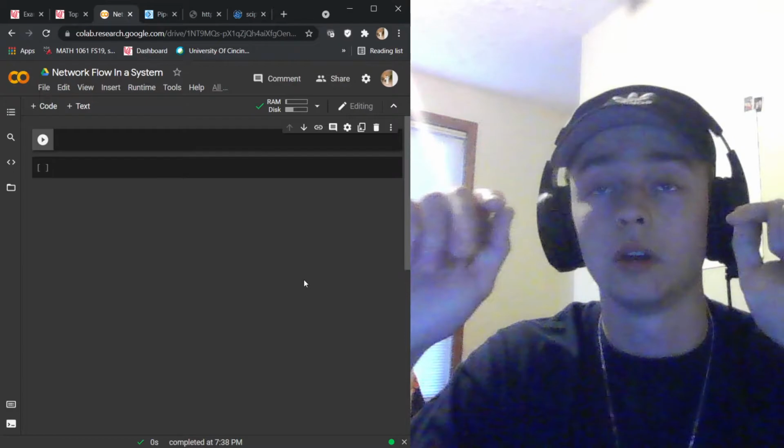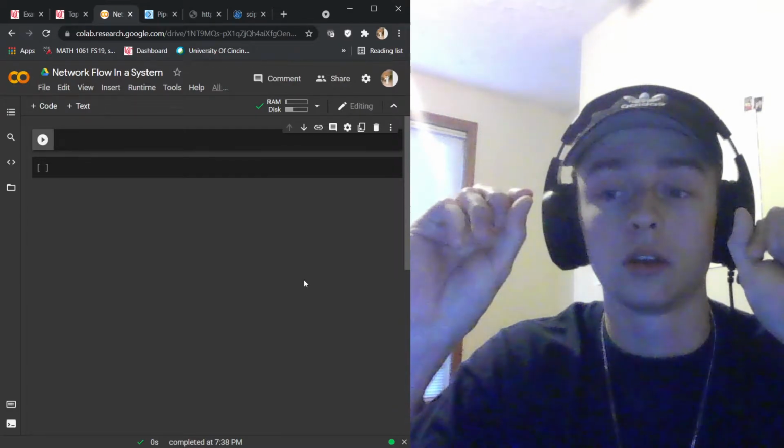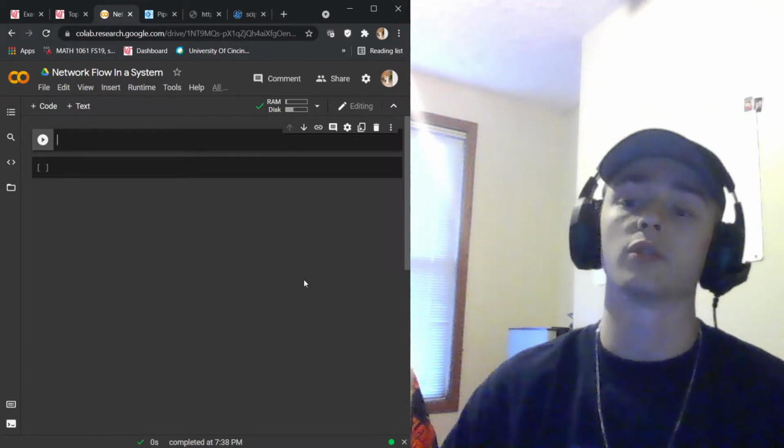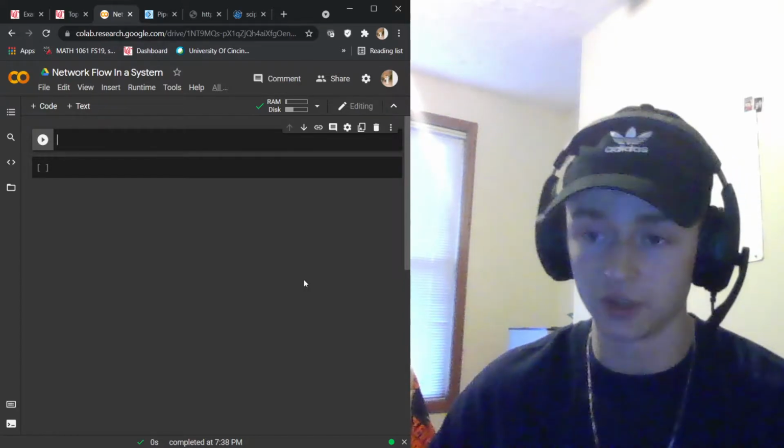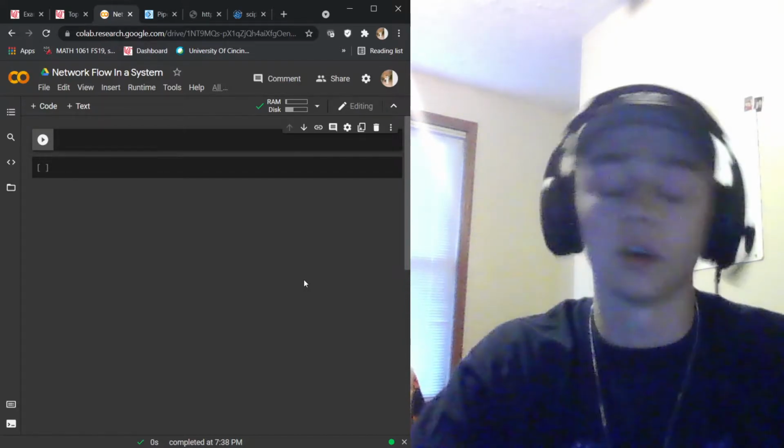0.01, and the pressure at node 0 is 200,000 pascals, and every other node has elevation 0, and node 4 has a pressure of 0 pascals.